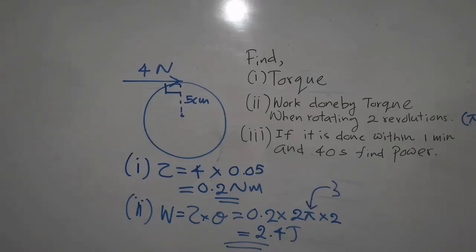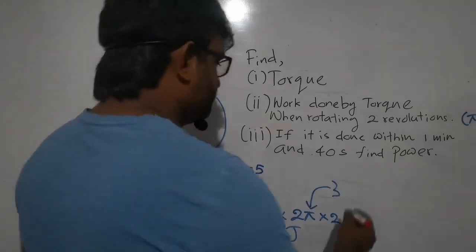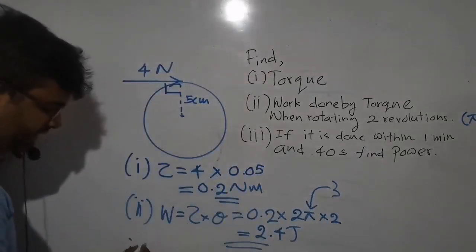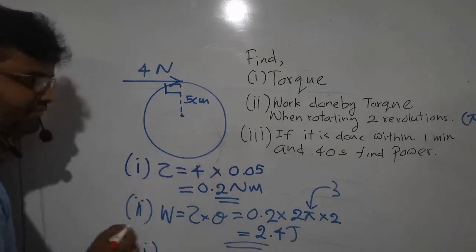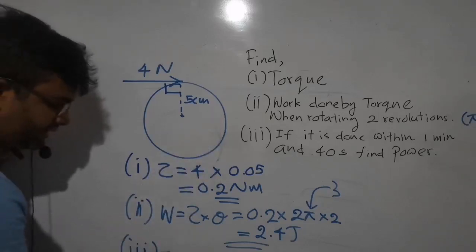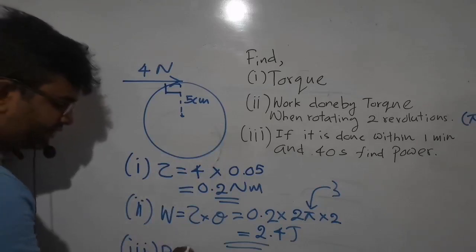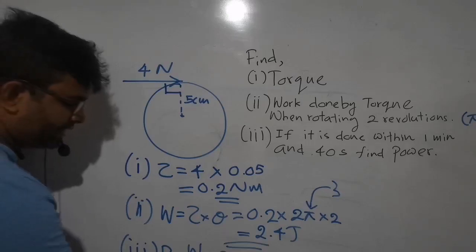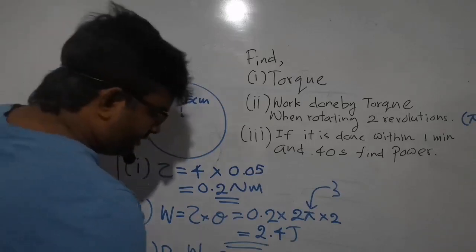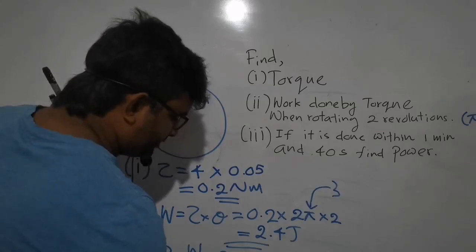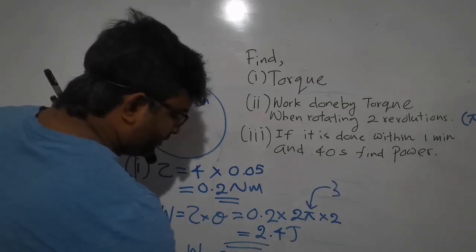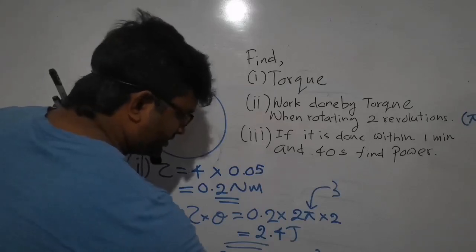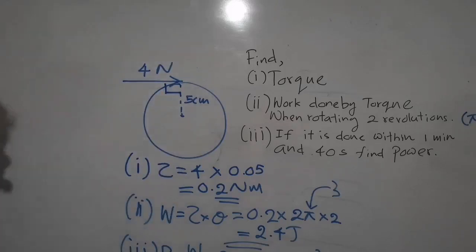Then we need to find power, right? That work is done within the time duration of 1 minute and 40 seconds. So power is equal to W over T. 2.4 should be divided by 100 seconds, right? So 2.4 into 10 to the power minus 2 watts. Right, copy down.